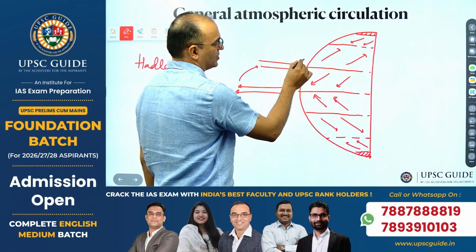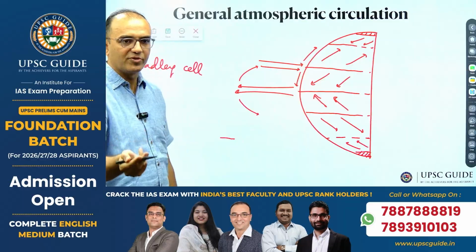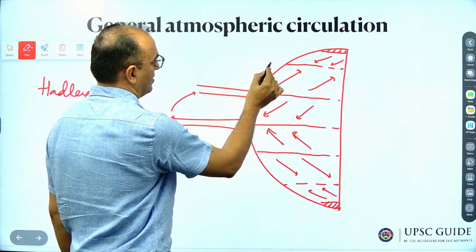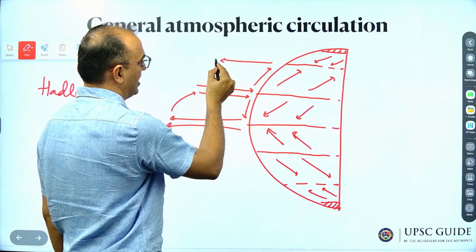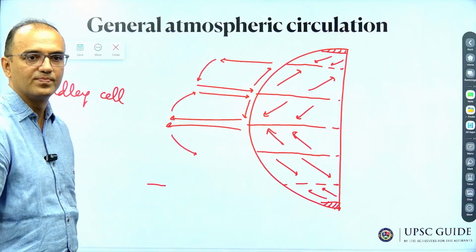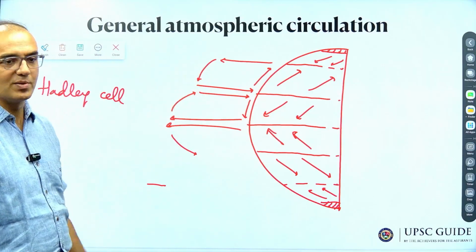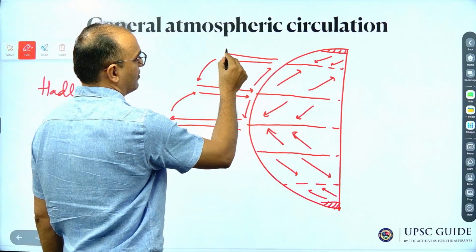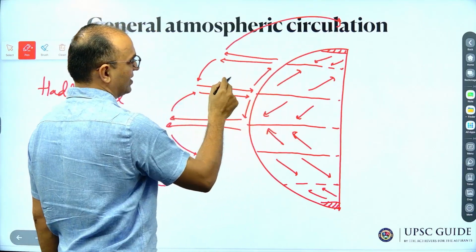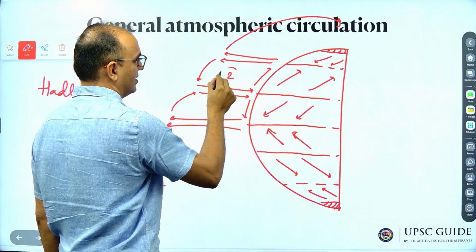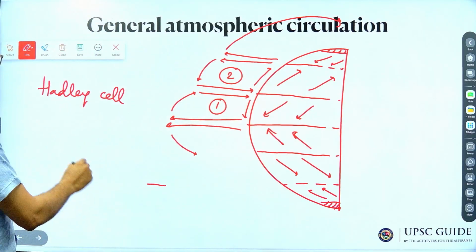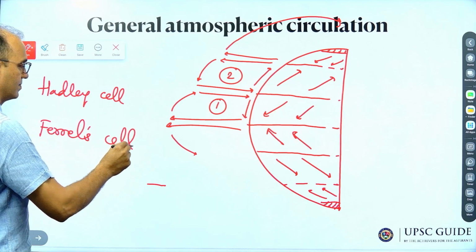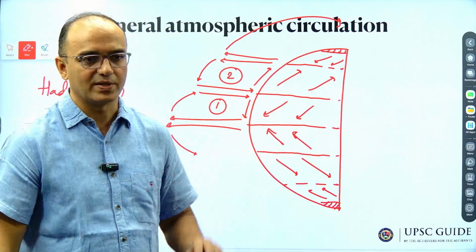Second, on the surface you have westerlies. The westerlies are uplifted at the subpolar low pressure belt by the polar easterlies. So you get this wind going up, and it diverges again like this. The second cell is completed. This is the first cell, and this is the second cell, called the Ferrel cell.